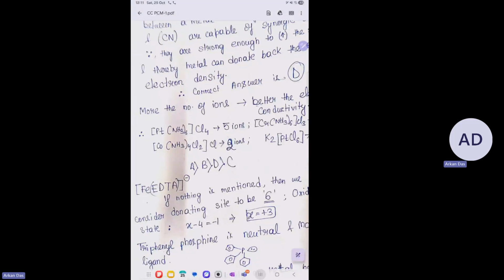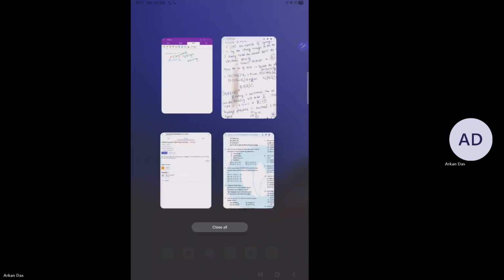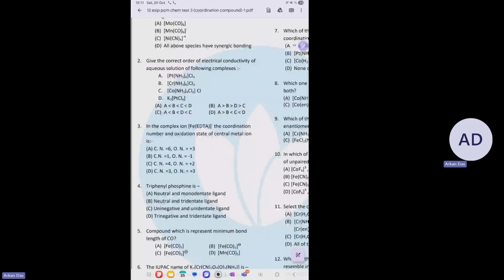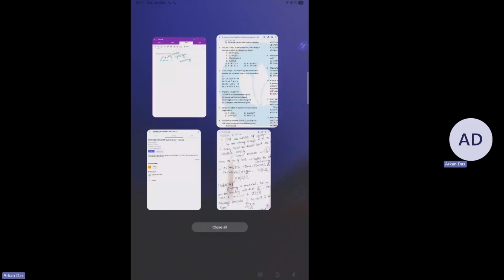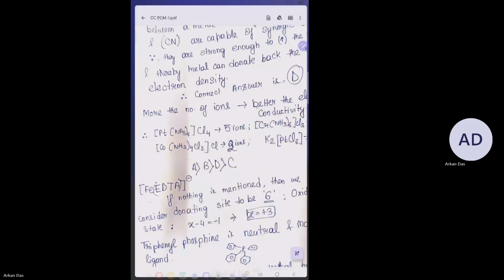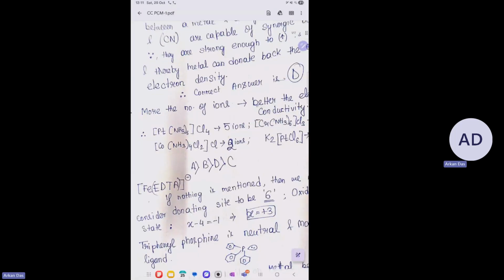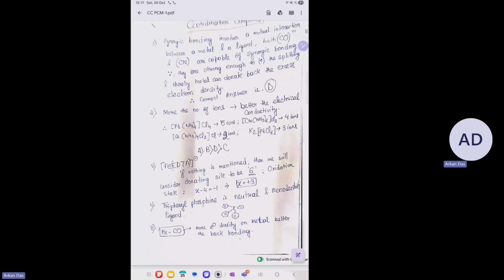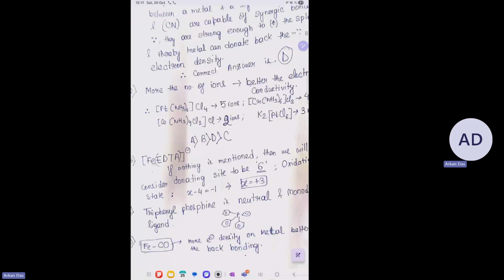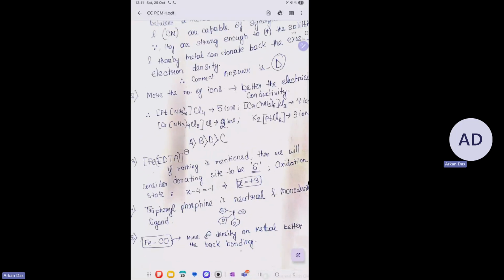Next question. In the complex of FeEDTA minus, we need the coordination number and the oxidation number of the central metal ion. We know EDTA is a hexadentate ligand. As nothing else is mentioned, we will consider that the donating sites are 6. So how many sites is it donating from? It is donating from 6 donating sites.